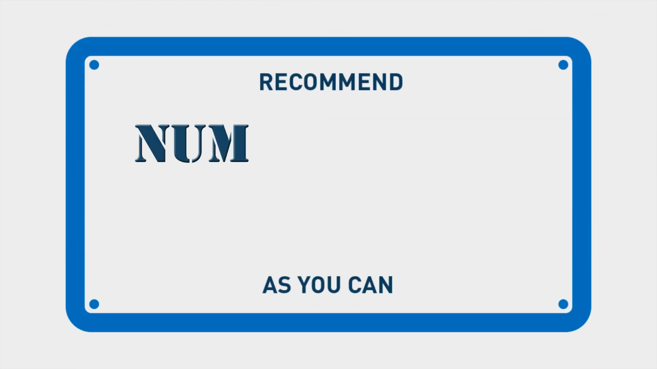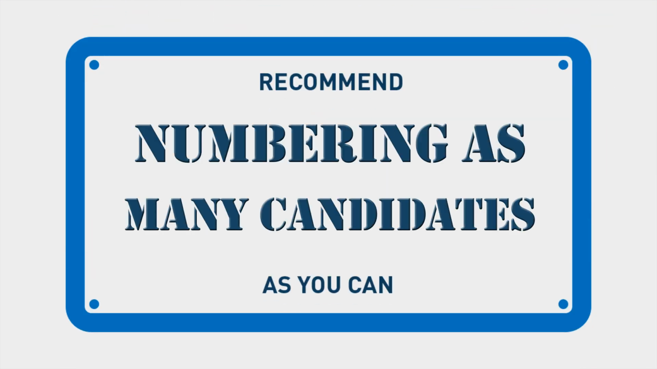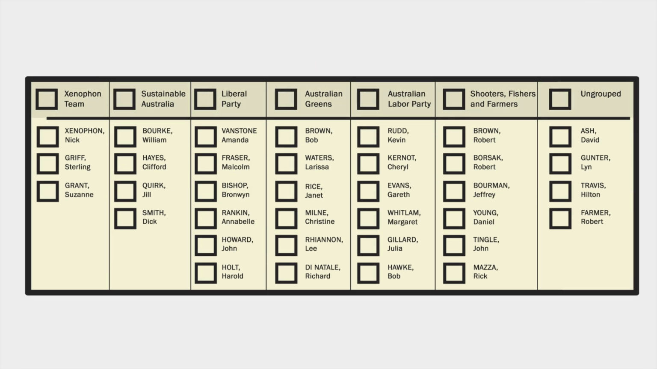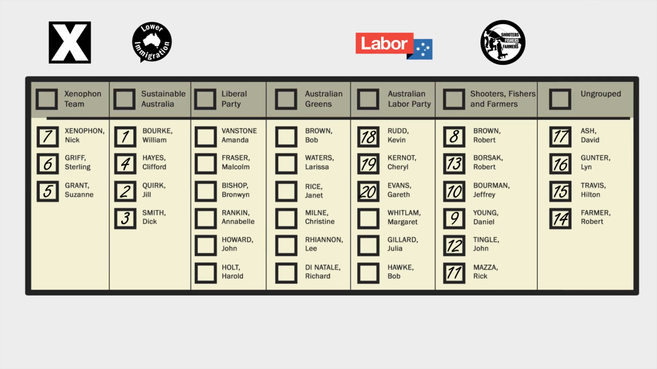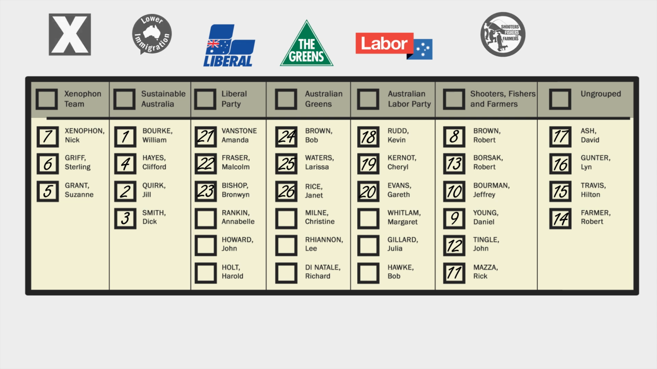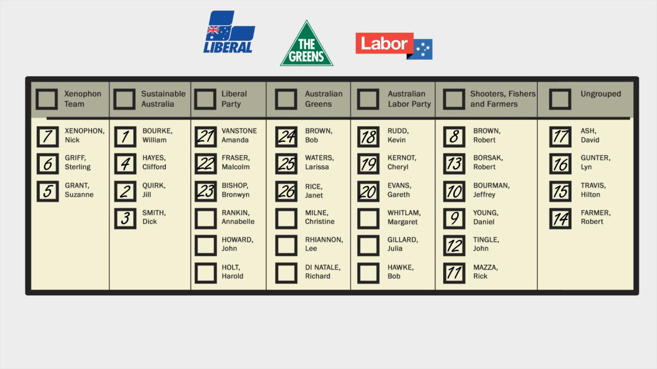Therefore, we recommend numbering as many candidates as you can. Suppose you dislike the major parties, but if you had to choose, you'd put Labor ahead of the Liberals and Greens. You can do that. Even if your vote elects no minor party candidates, it could still count for Labor ahead of Liberals or Greens.